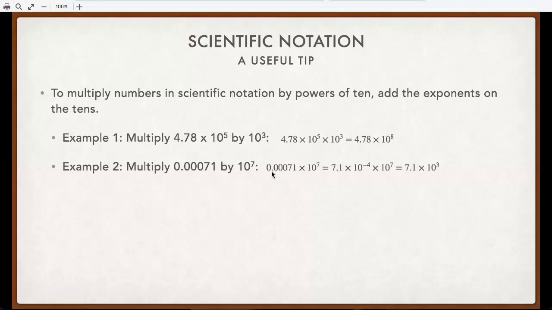Now to get the decimal point there, we had to move it how many spaces? 1, 2, 3, 4 spaces. And this is a very small number, so we know we'll have to use a negative power on the 10. 7.1 times 10 to the negative 4th. Then we'll do what they asked us to, multiply by 10 to the 7th. And to combine these together, because they have the same base, we can just add the exponents. Negative 4 plus 7 will give us positive 3. So our answer in scientific notation is 7.1 times 10 to the 3rd.